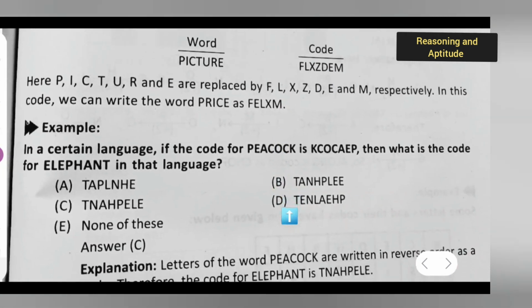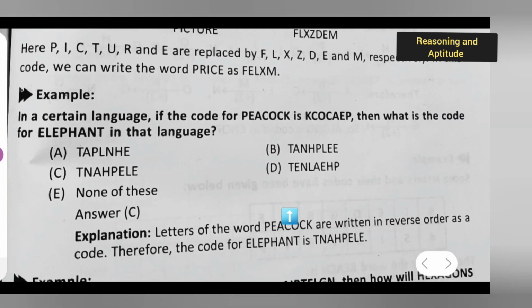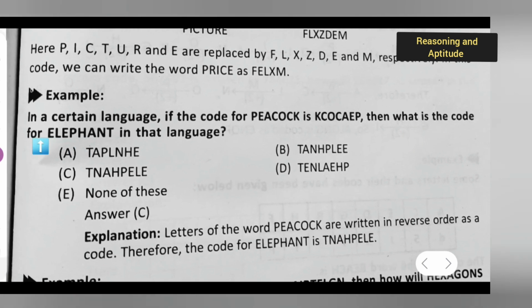You can take down the example. I have given you the explanation part also. In a certain language, if the code for peacock is this, then what is the code for elephant in that language? Letters of the word peacock are written in reverse order as code. Therefore, the code of elephant will be this. So peacock is written in reverse order.